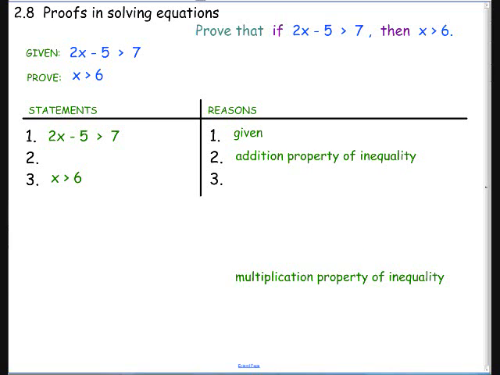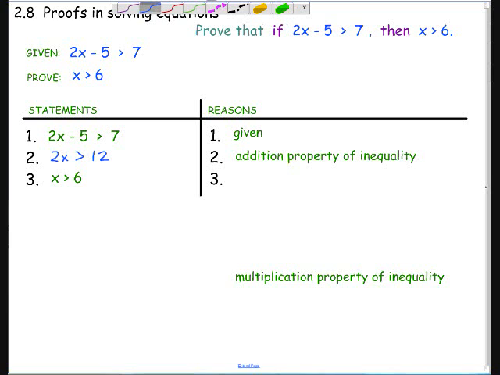Let's go ahead and use that. That says that as long as I add the same to both sides, it remains true, right? So I'm going to add 5 to both sides.